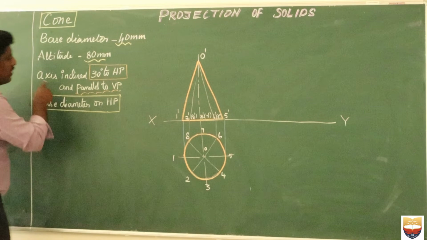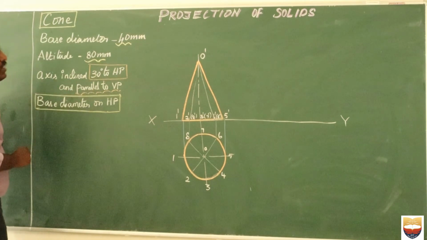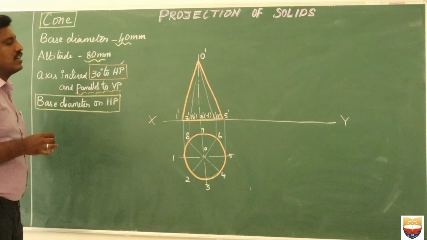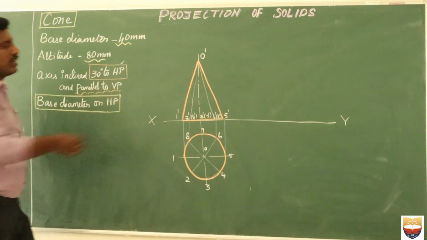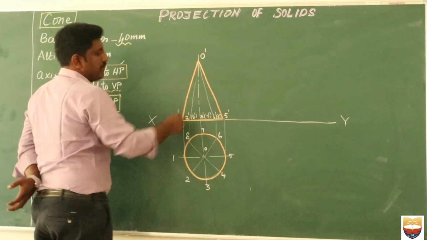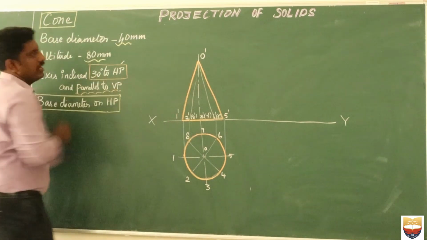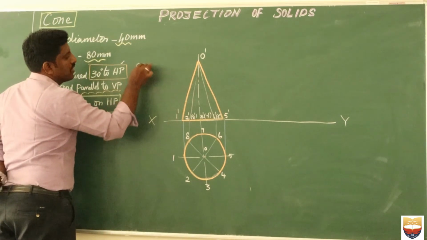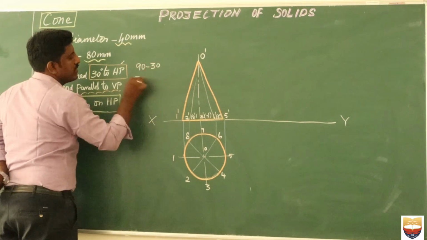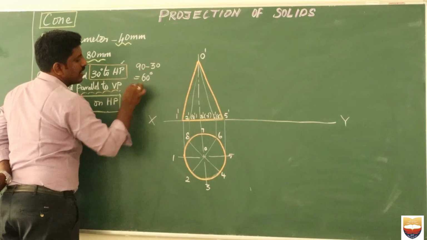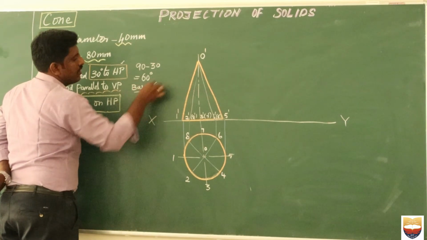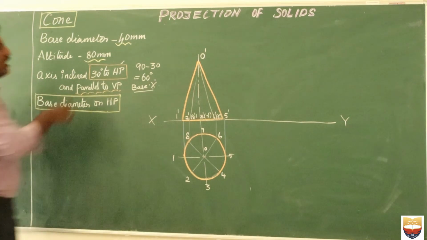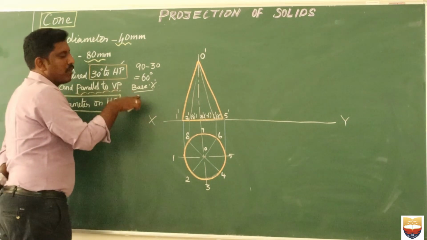Since it is given very clearly that the axis is inclined at 30 degrees to HP and parallel to VP, here the front view is nothing but a triangular shape in which the axis is inclined at 30 degrees. We know one concept: if the axis is inclined at 30 degrees, we do one small calculation, 90 minus 30, which means 60 degrees. So the base is inclined at 60 degrees. This is very important. First you have to check whether the axis inclination is given or the base inclination is given. Here it is very clear, axis inclination is given. I converted the problem into base inclined.